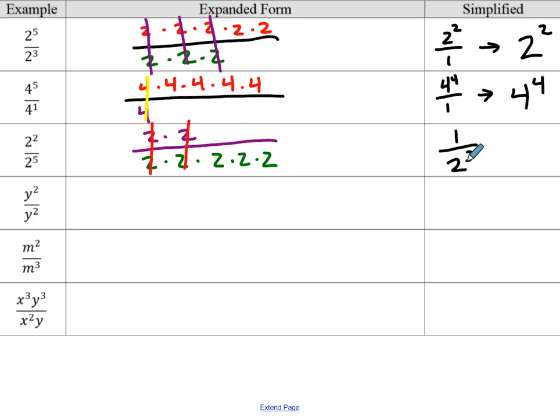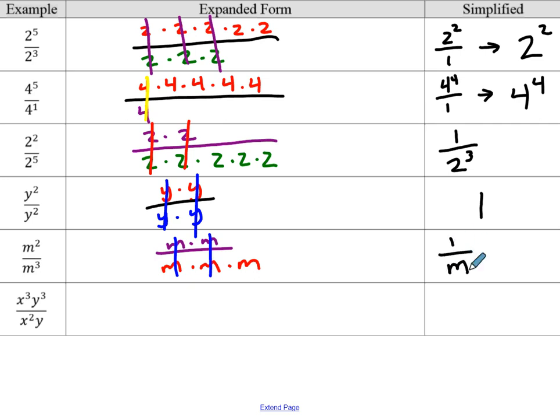Our next example, we have y times y over y times y. This one, you'll notice they both cancel out. If everything cancels out, it's just going to equal 1. We have m times m over m times m times m. These cancel. We're left with 1 over m on the bottom.